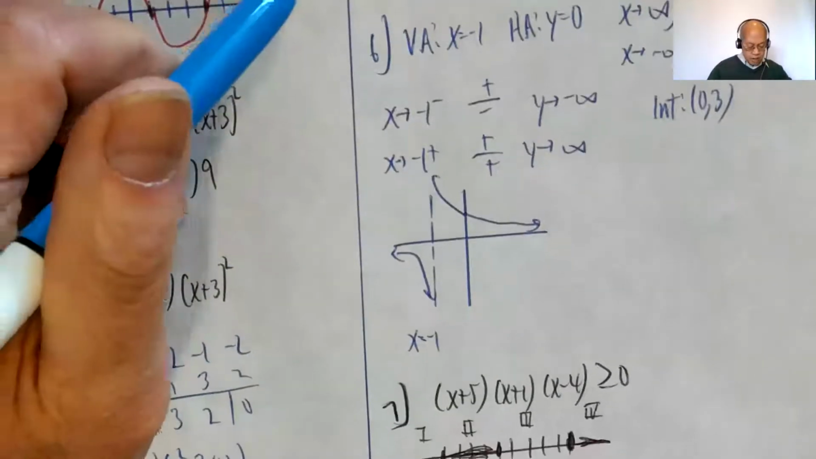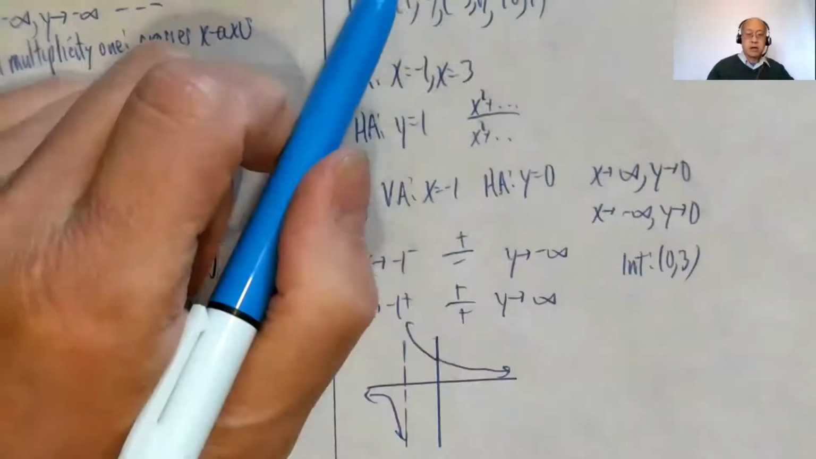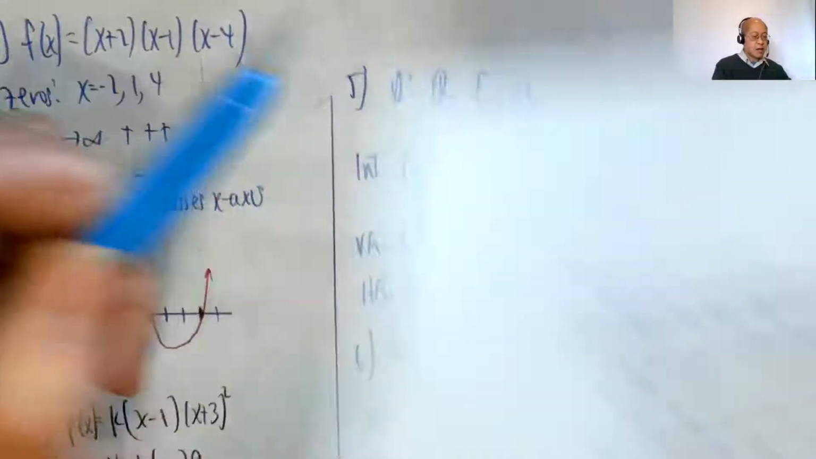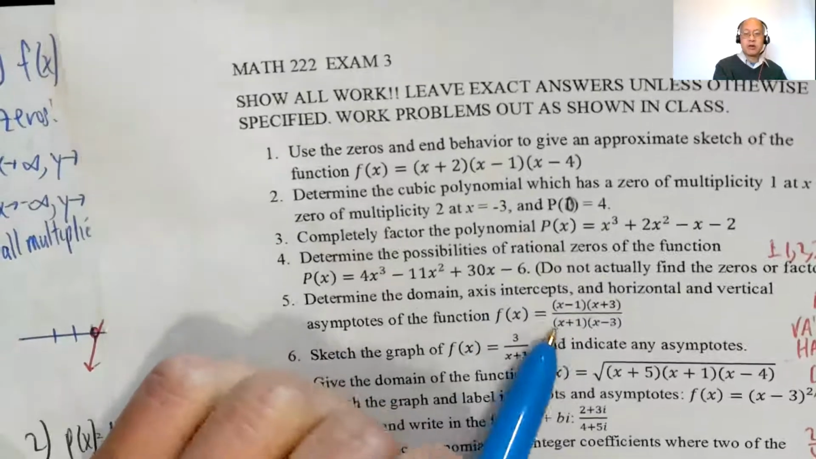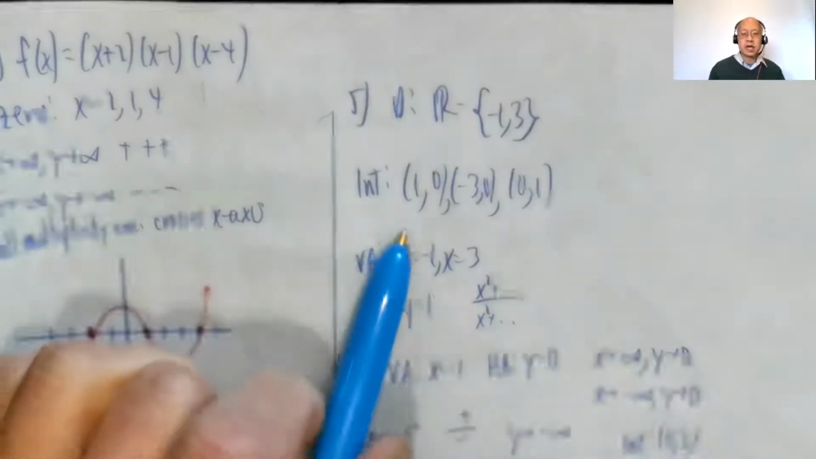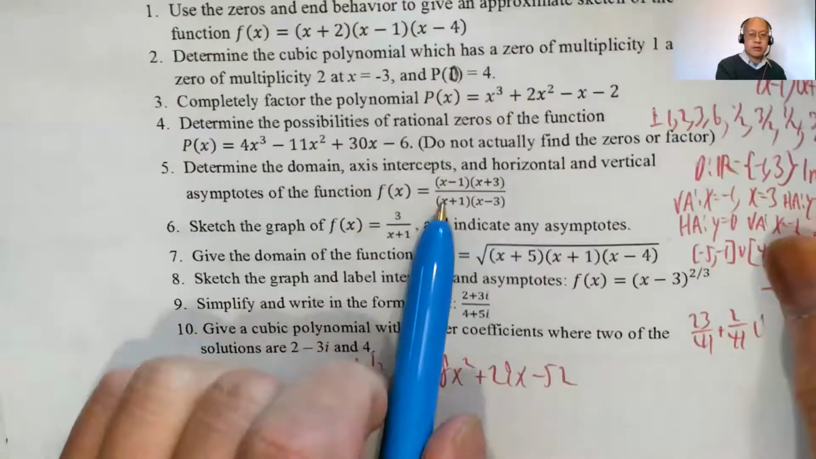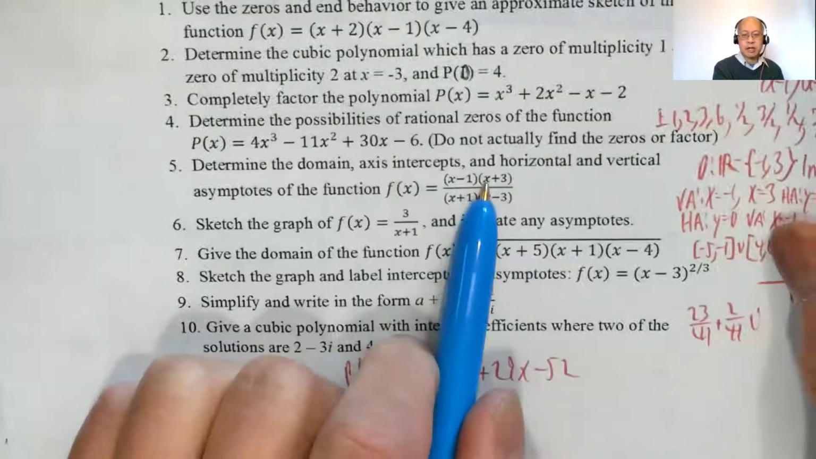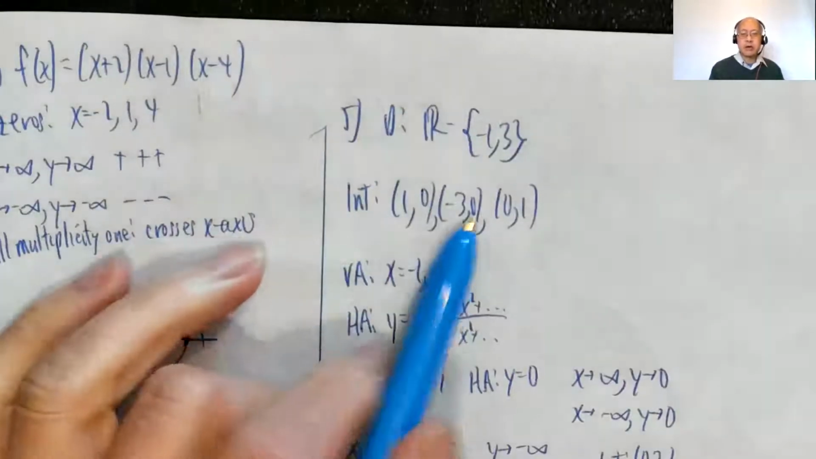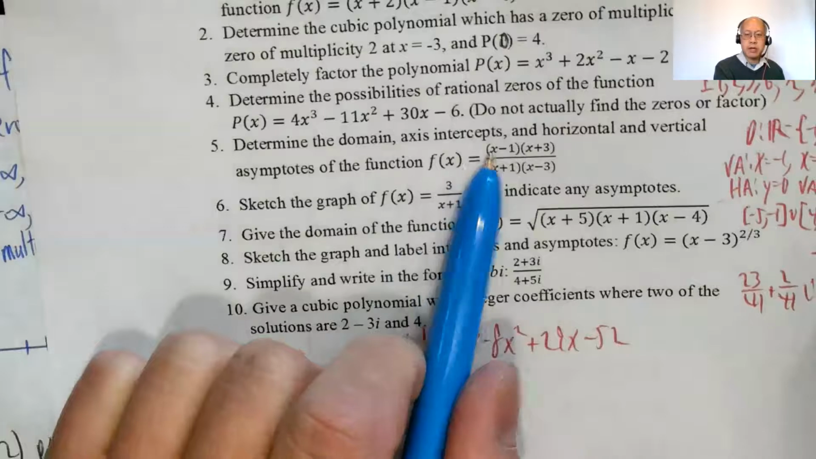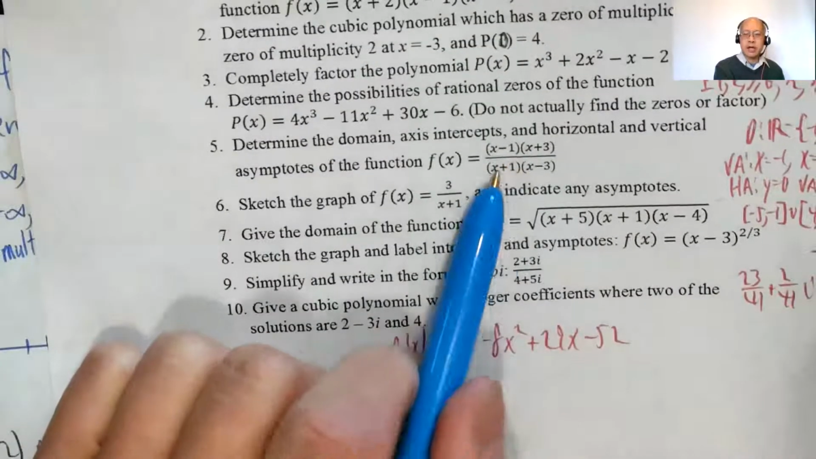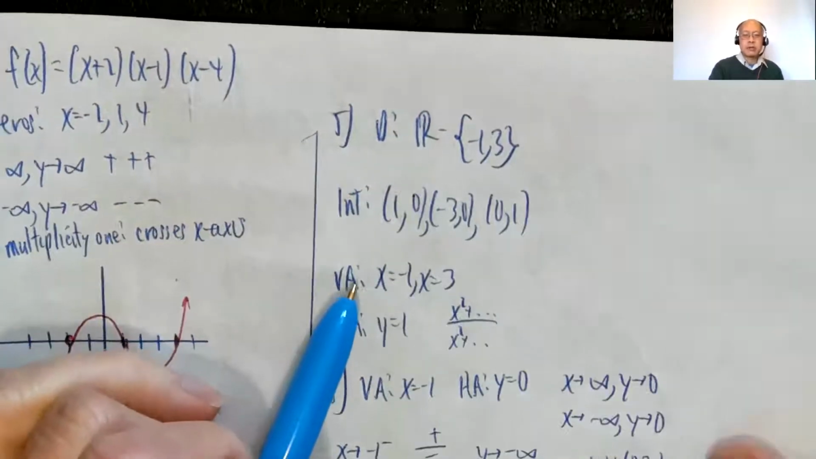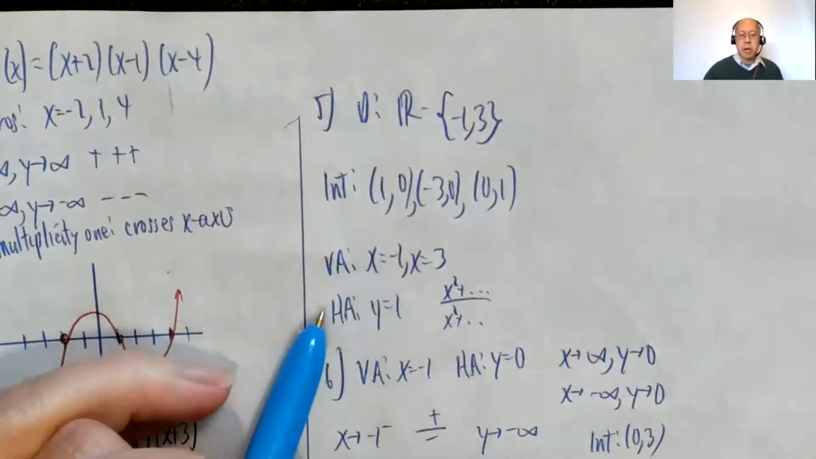Okay, number 5. Domain is all real numbers except for -1 and 3. You cannot divide by -1 or by 3. Intercepts: (1, 0) and (-3, 0). If I plug in 1, I get a 0 in the numerator. If I plug in -3, I get a 0 in the numerator. And (0, 1). If you plug in 0 here, here, here, and here, you get -3 divided by -3, which is 1. And vertical asymptotes, x equals -1 and x equals 3.